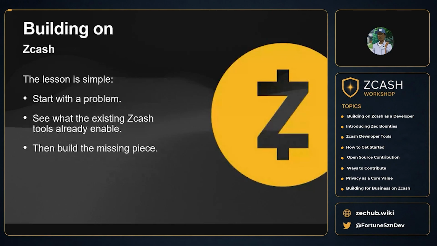So the lesson is simple. First, start with a problem, then see what Zcash tools already exist. Then if the existing tools are not enough for your project, you can now build that missing piece.